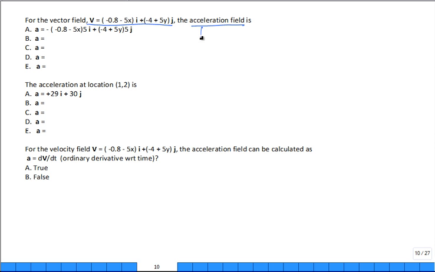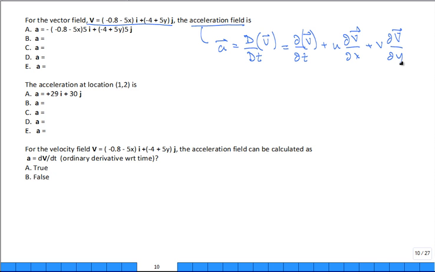That acceleration field, A, is the, oh, I forgot the name of that funny derivative. And why do they use this big D? I have no idea. It's the material derivative of the velocity field: the partial with respect to time of V, plus u partial of V with respect to x, plus v partial of V with respect to y. Is it a function of time?